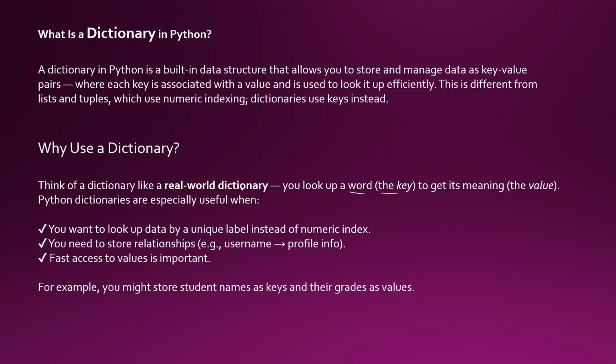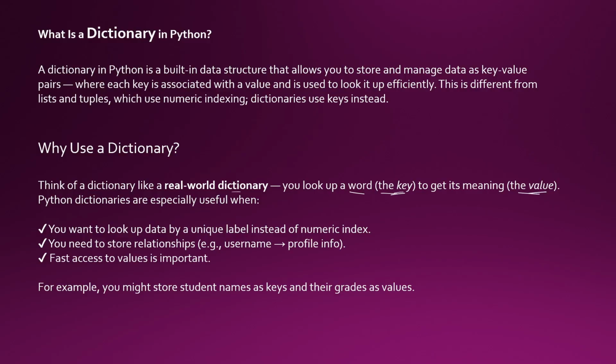Whatever word you look up in a real-world dictionary is considered the key, to get the meaning, which is the value. So the word you are looking for becomes your key, and the word you get as the answer becomes the value. This is the dictionary in Python.